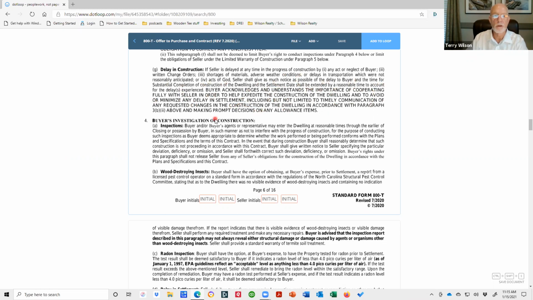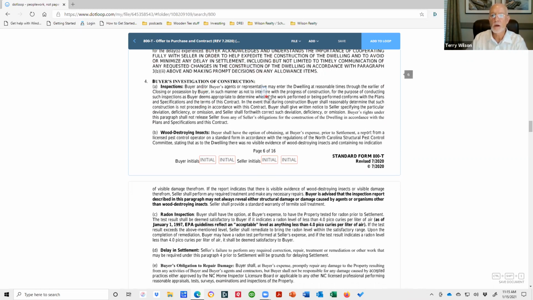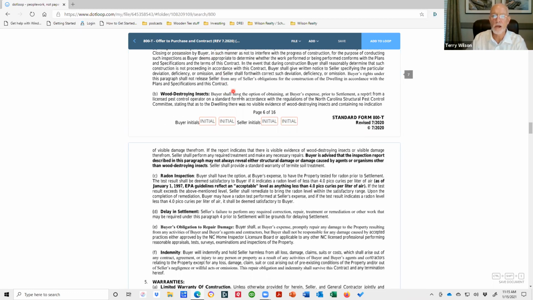Buyer has the right to investigate the property at reasonable times through the earlier of closing or possession by buyer. Sometimes builders are not going to let buyers come into the property due to insurance risks because they could get hurt. That's just going to be between the buyer and the seller. Buyer shall have the option of obtaining, at buyer's expense prior to settlement, a report from a licensed pest control operator on a standard form in accordance with the regulations of the Structural Pest Control Committee, stating the dwelling has no visible evidence of wood destroying insects. But the buyer pays for that.